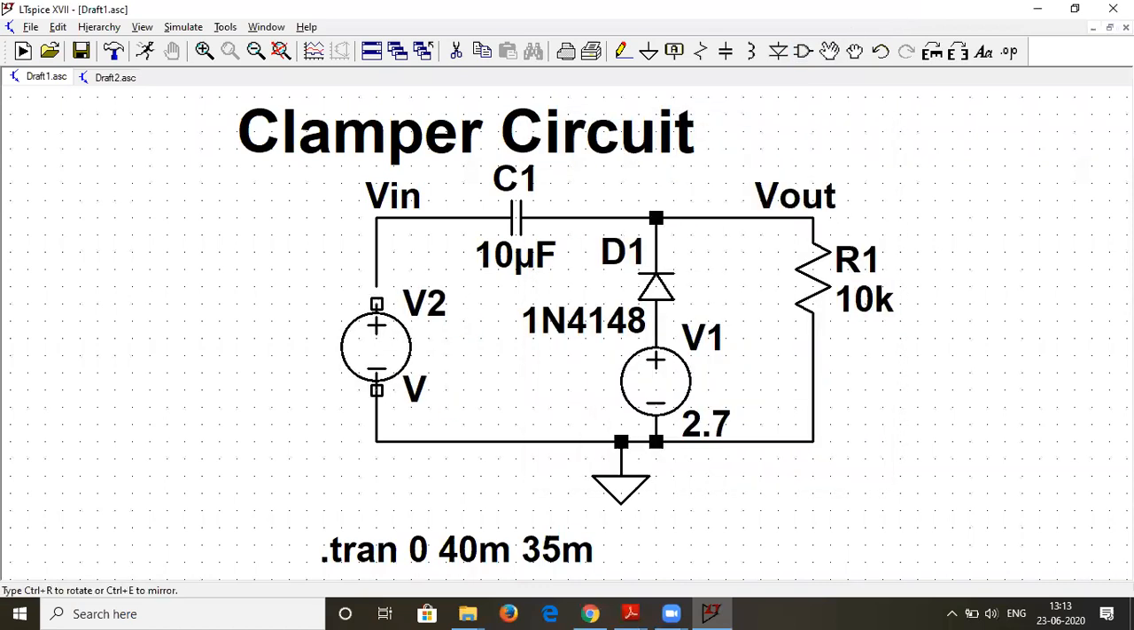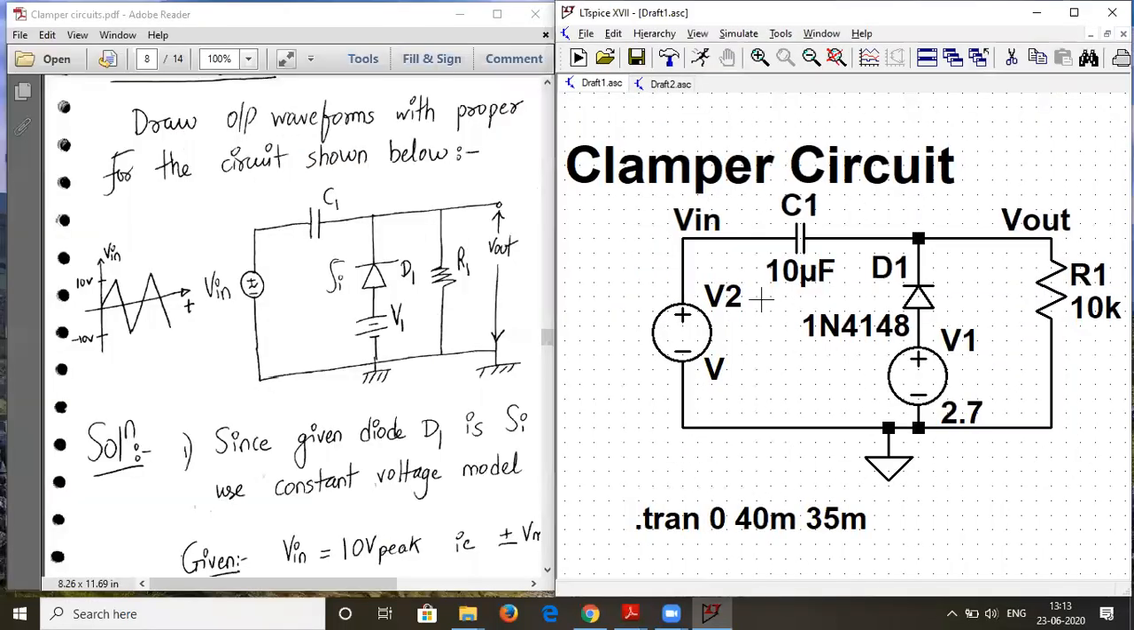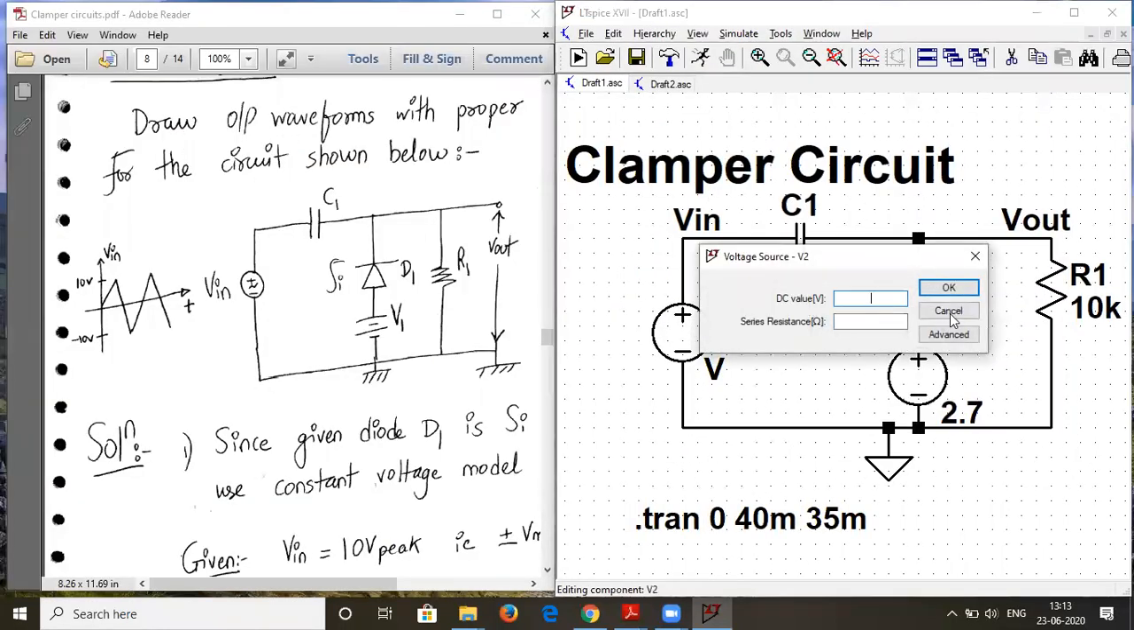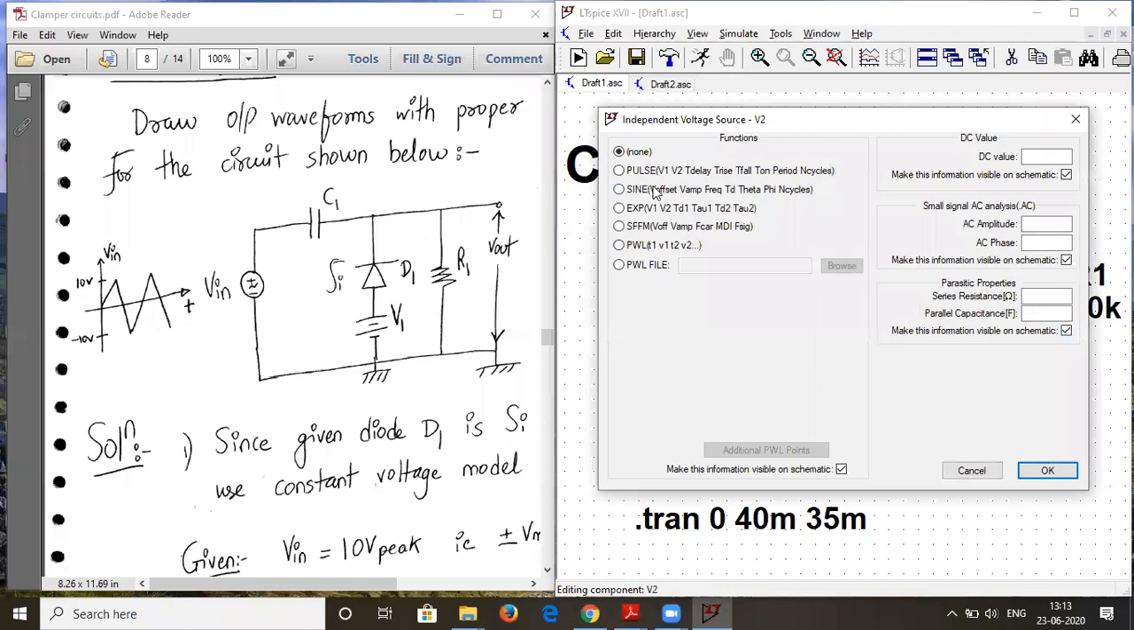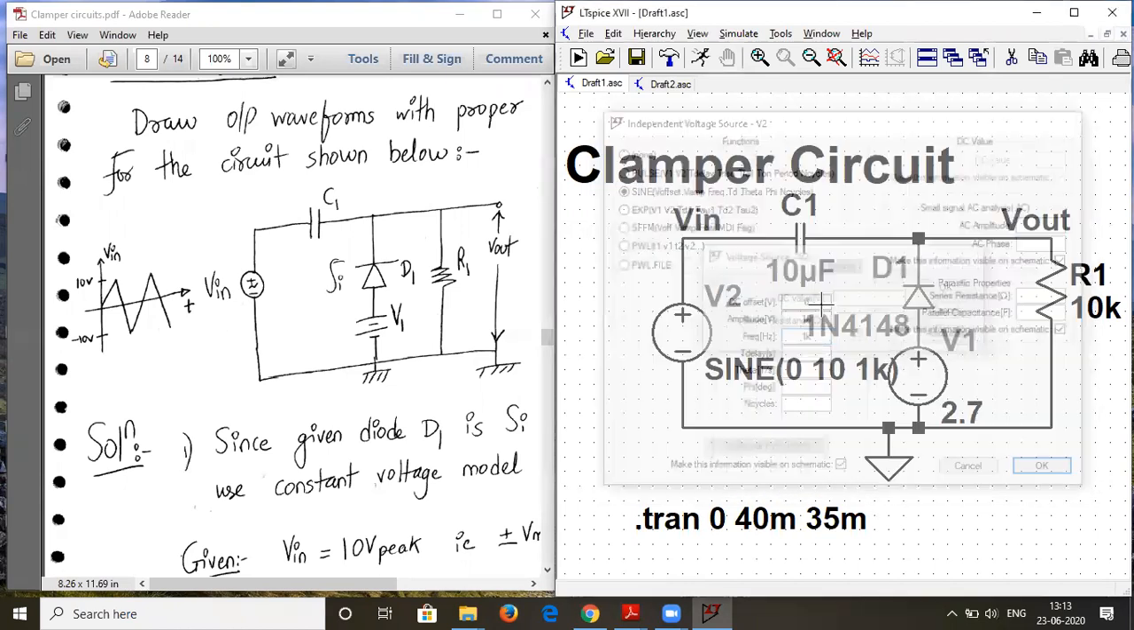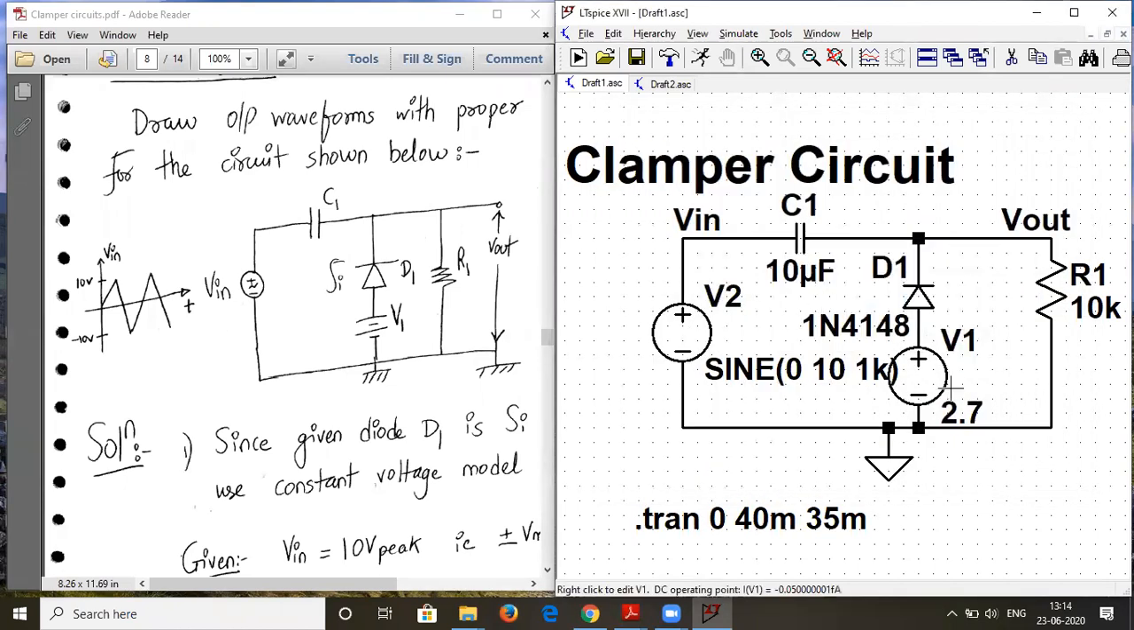So here I have added the input voltage. I go to Advanced and select a sine. Its maximum amplitude is around 10 and it goes down to minus 10. So let me give it 10 volts peak, and the frequency we can give as around 1 kilohertz. Let me just remove this for the time being and we can observe the waveforms now.